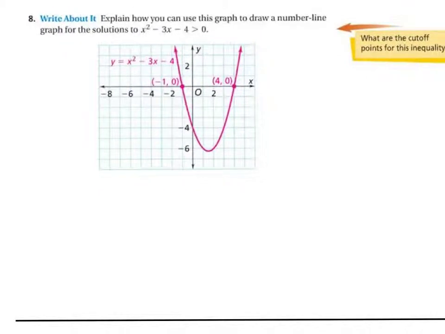So the first thing I want you to think about is, you can break this inequality into two equations before you start. So we have y equals x squared minus 3 times x minus 4, and also we have y equals 0. So we can draw two graphs: this curve, y equals x squared minus 3x minus 4, and y equals 0, the horizontal line that goes through 0, right?